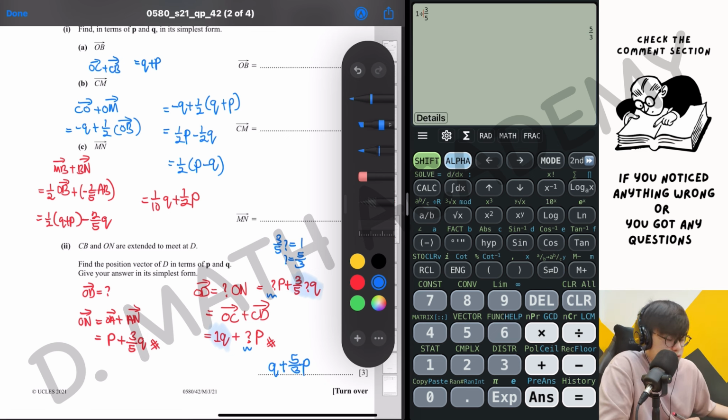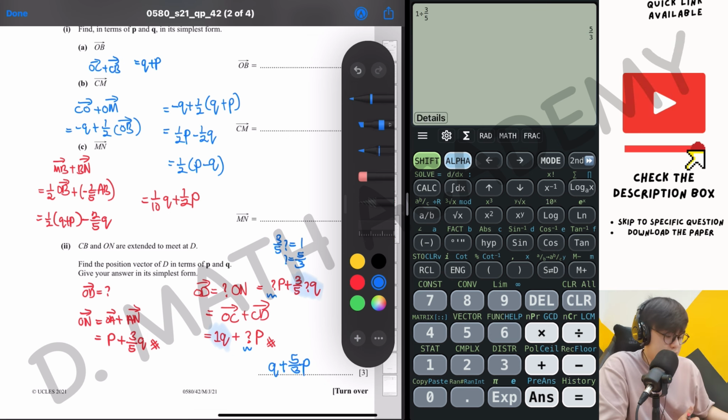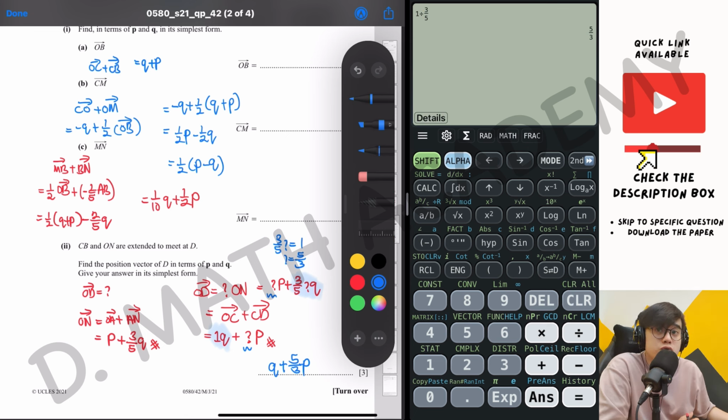So this is how I trace it. There are basically 2 things that you need to do. First is to identify the ON, then from there you need to find an alternative way to get to OD. That's why I wrote another OC plus CD there. With this, I got a common value, which is our Q here, so that I know that 3/5 is compared to 1. With this limited information, you'll be able to trace what the scale factor involved is.